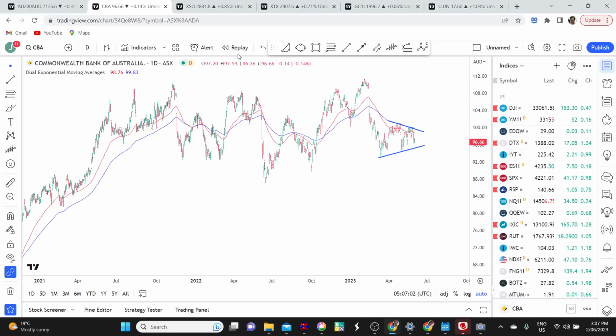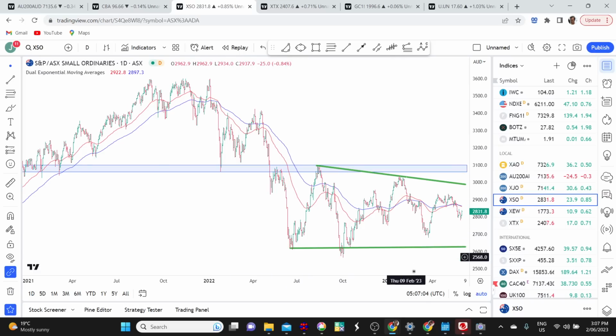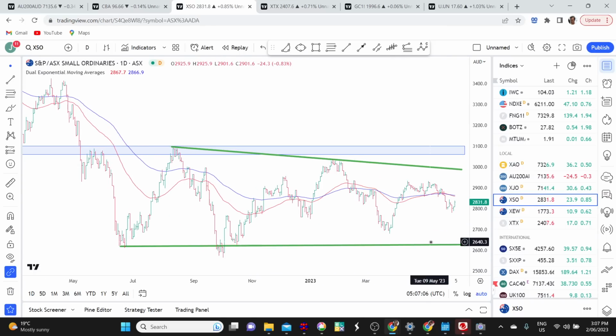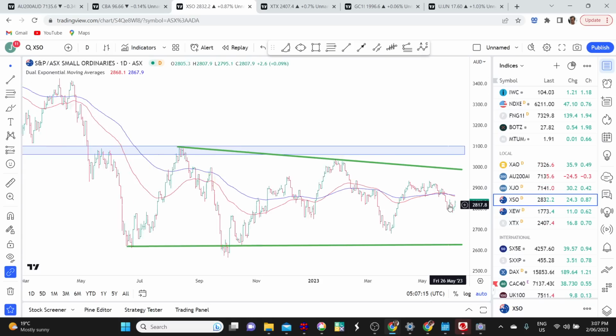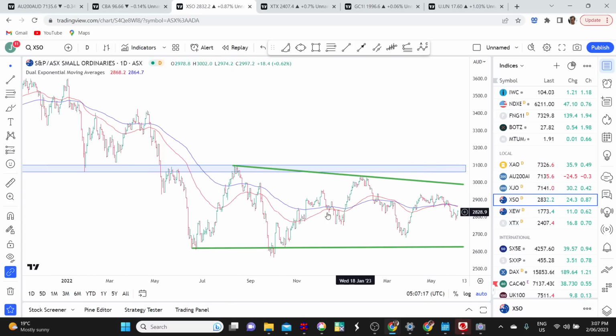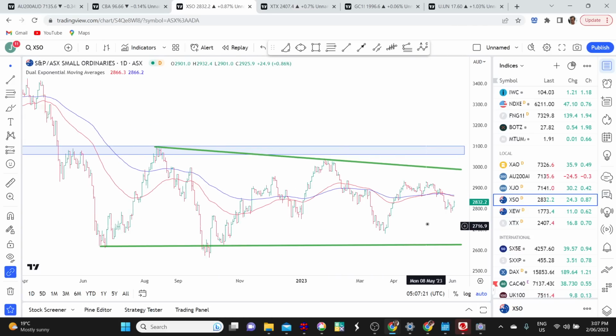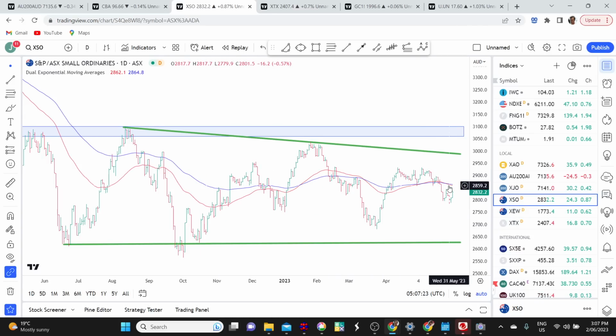Now, going over and having a look at the Small Ords, it's had a couple of encouraging days in that we've seen quite a nice rally on Friday off the low from earlier in the week. But it is very much still right smack bang in the middle of the range. It's below the moving averages. The moving averages are starting to turn lower again.